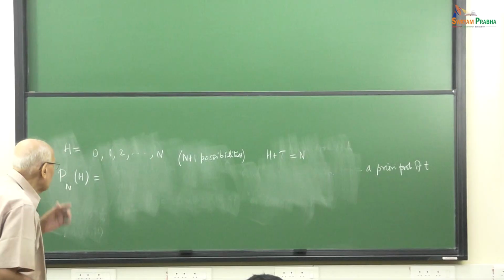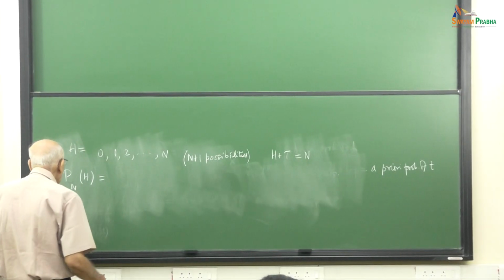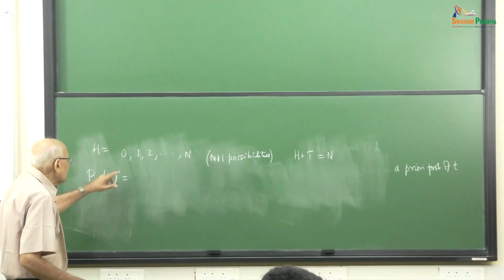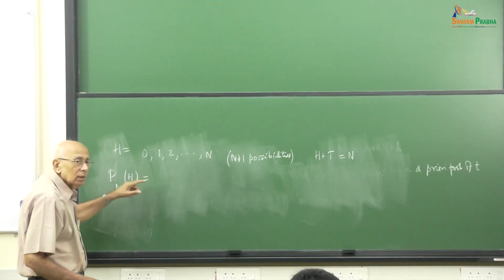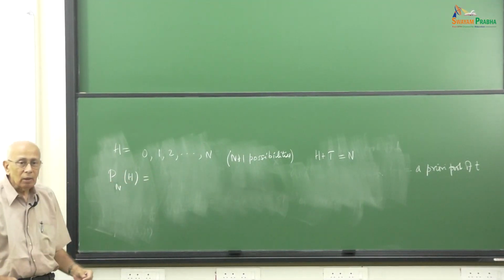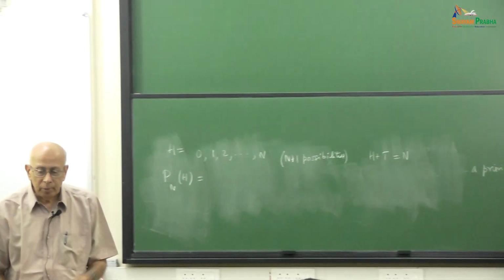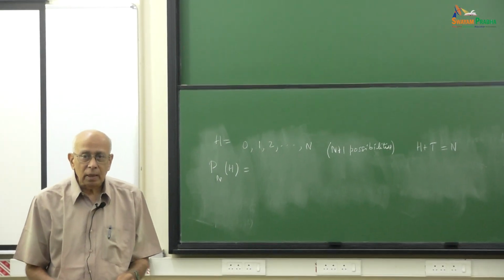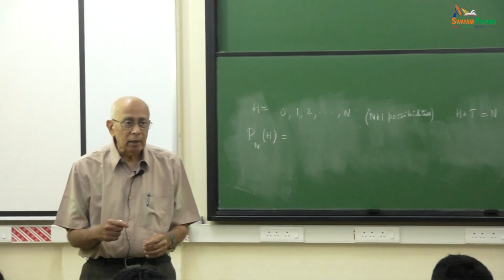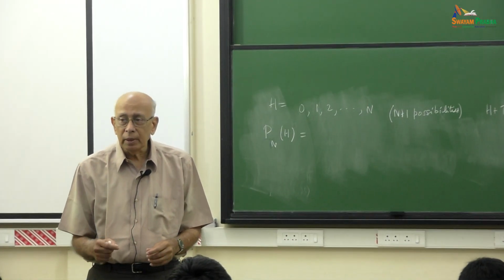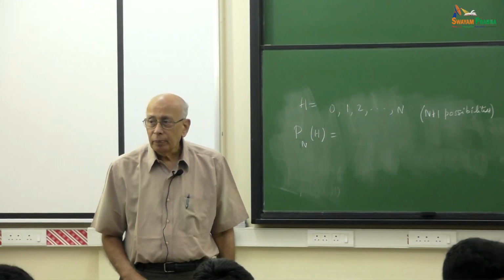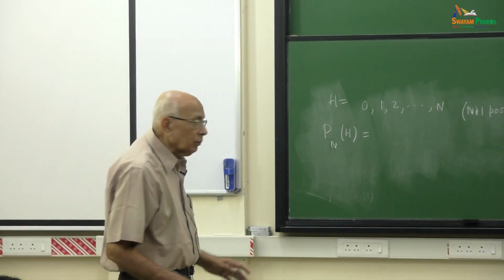Looking at the problem of the total number of heads being h, where h can take on any one of these values, when you have n tosses of a coin which has an a priori probability that it comes out to be heads with probability p and tails with probability q, which is 1 minus p. So the way you compute this is the following.